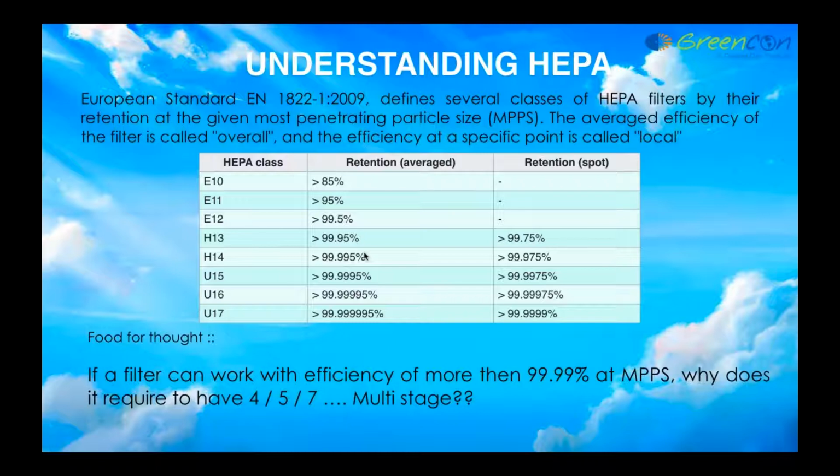So if you see that in a single pass, I'm able to retain every particle which is passing by, why do I need to have 4, 5, 7 stages of multi-filtration? If the filter can work well in one single pass, they would never require this multi-staging.